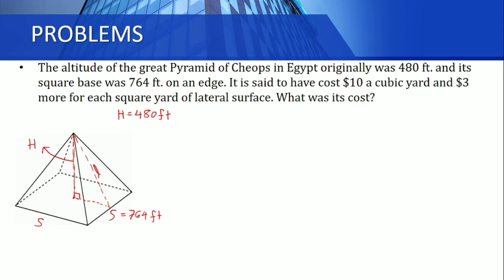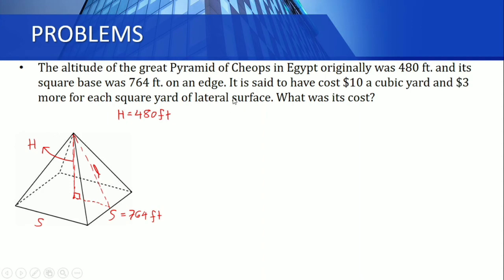So ito yung pyramid natin. So meron tayong altitude which is yung big letter H. So that will be 480 feet. So altitude natin 480 feet. And yung square base natin, so yung base natin will be square, was 764 feet on an edge. So yung isang edge niya or isang side niya, that will be 764 feet.